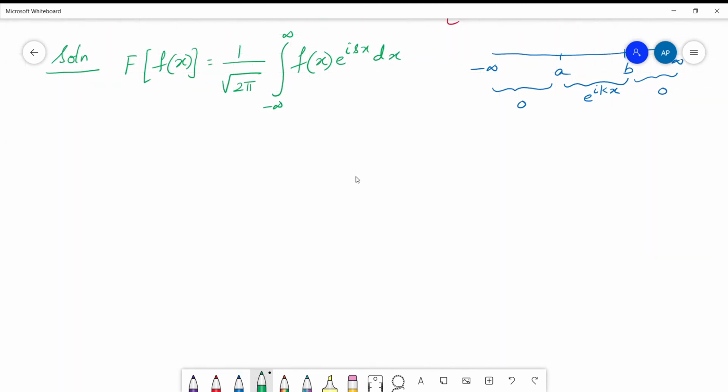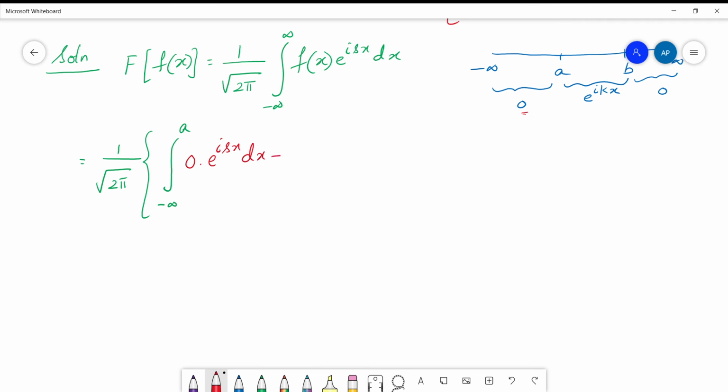So I will take up the right side this way. 1 by root 2 pi, I open up a bracket. So the first integral is minus infinity to a. The function that is defined there is 0. So it will be here 0 into e to the power isx dx.